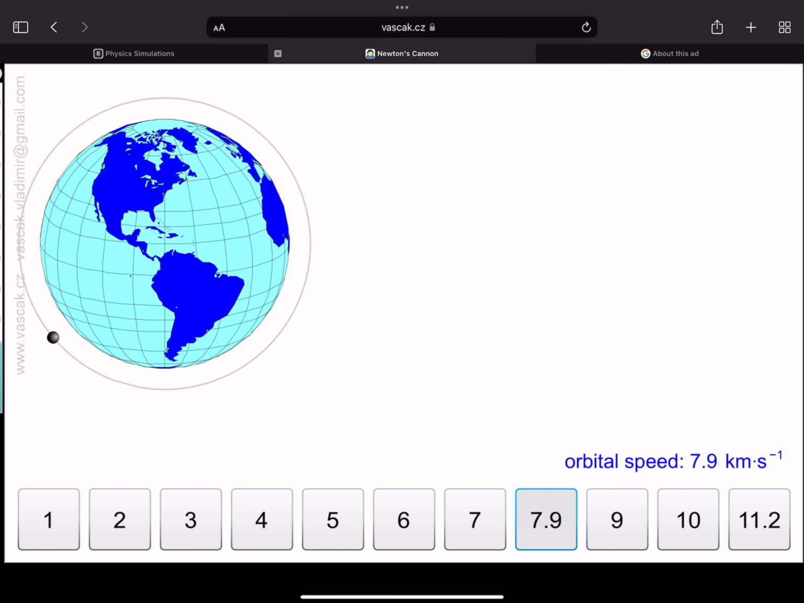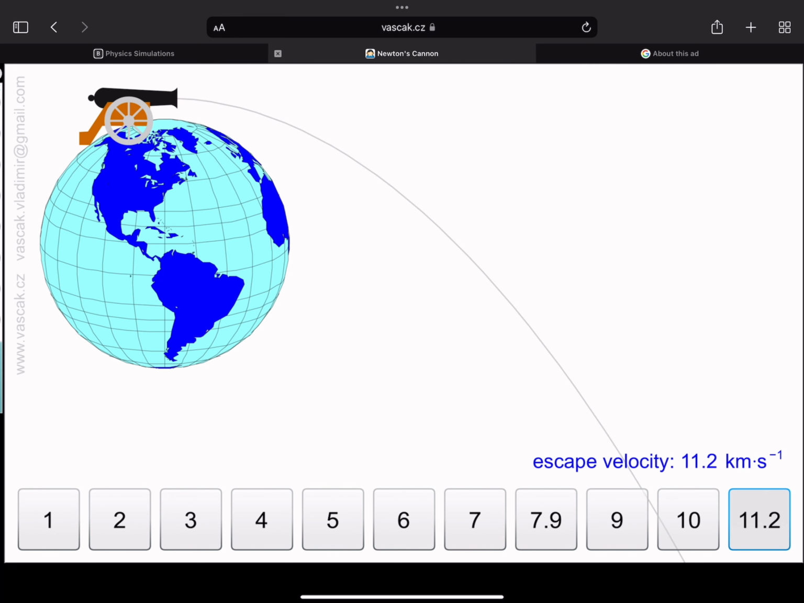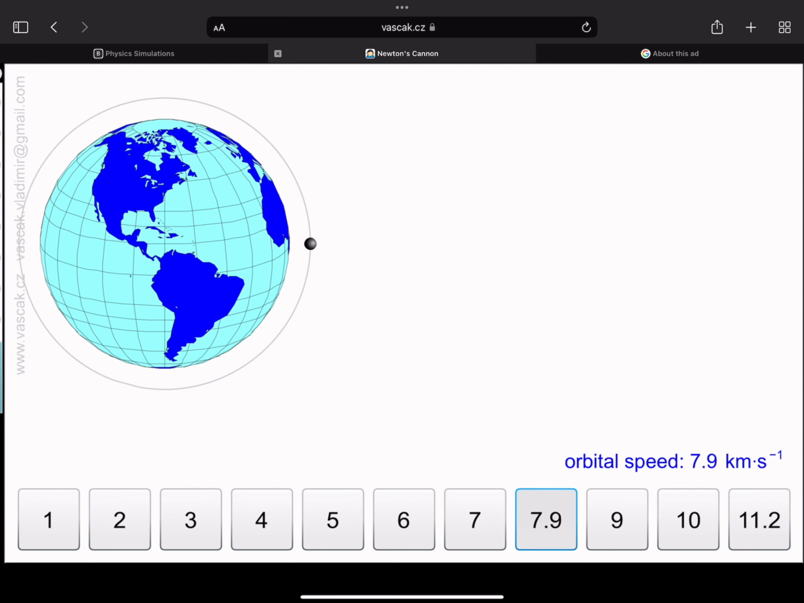This is very important to understand: what is the meaning of escape velocity? The body is escaping from the gravitational field of the earth, and here you have this velocity, which is 7.9. This velocity is the orbital velocity. So you should make this difference clear.